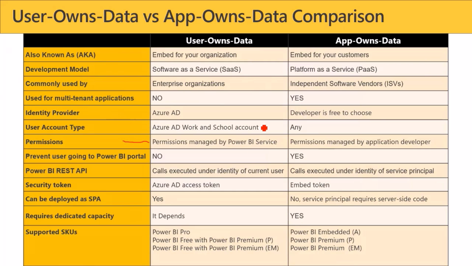So let's look at permissions. When you use user owns data, the way you configure permissions for the user is the exact same way you configure permissions for that user if they were going to app.powerbi.com and consuming the content. So basically Power BI maintains the access control lists. With app owns data, it's very, very different, because, and let me see if I can get my pen in line here, permissions are managed by the developer.